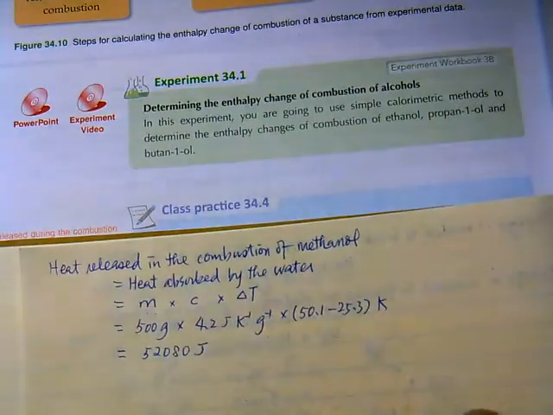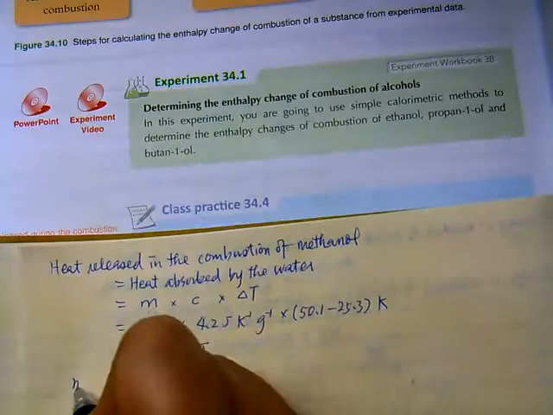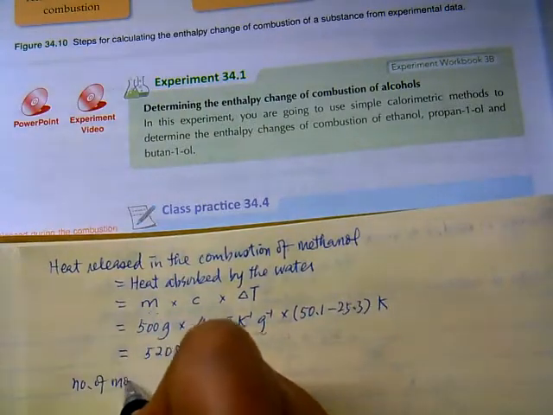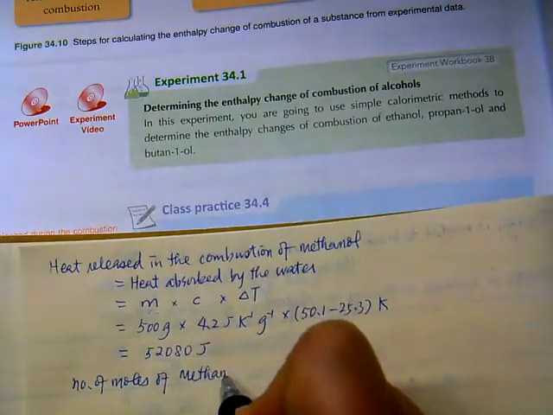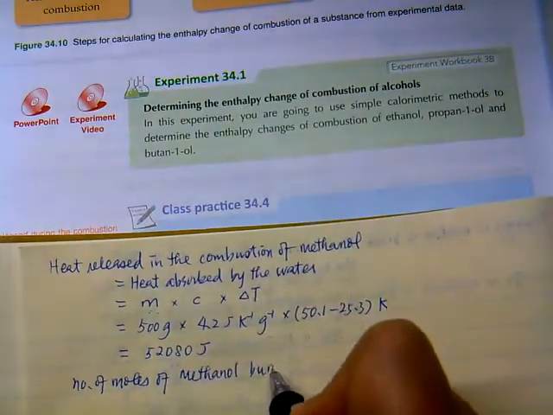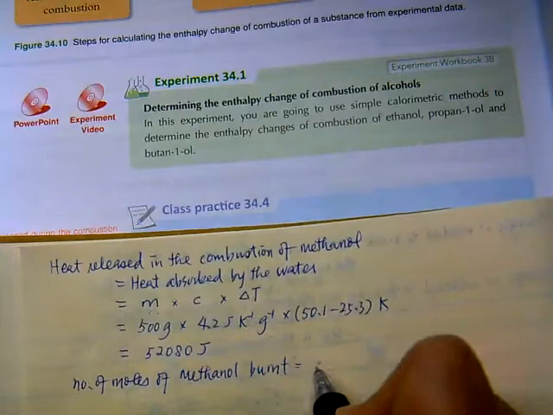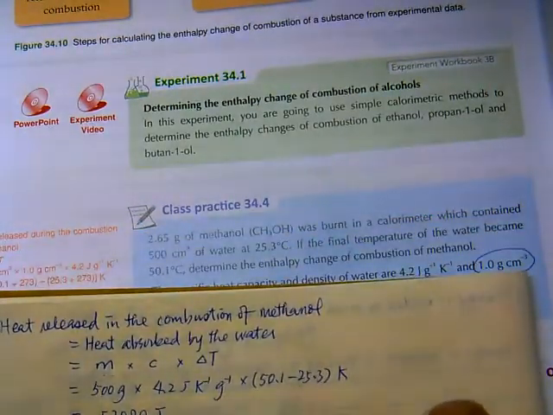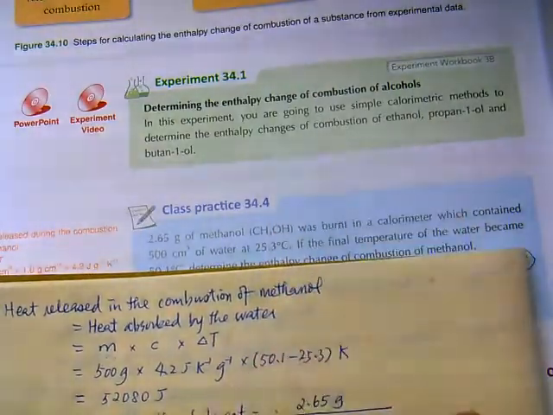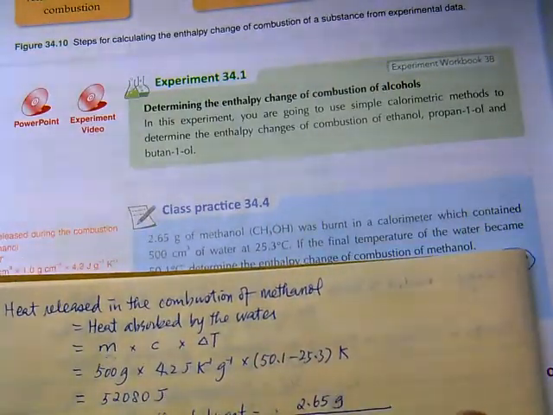What is the next step? We need to work out the number of moles of methanol burnt, which is equal to the mass of methanol, 2.65 gram, over molar mass of methanol, 12 plus 4 plus 16.